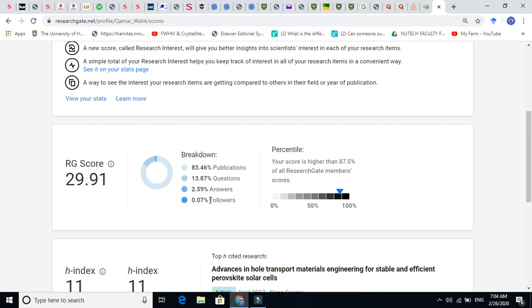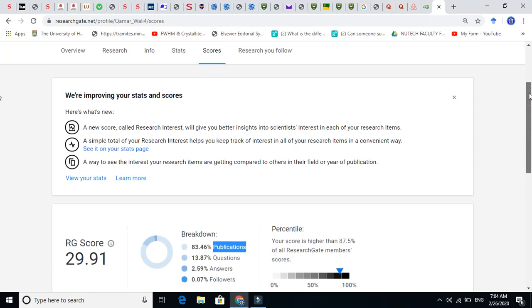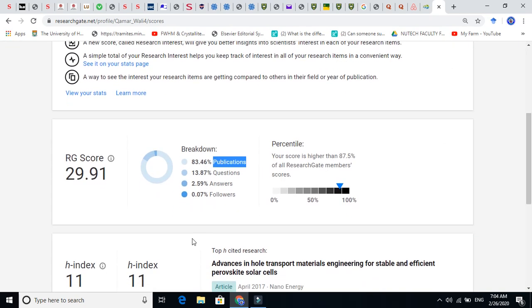So now let me give you the strategy. If you are a good researcher and have good publications, your ResearchGate score will go up automatically. But if you do not have publications and you wish to have a good ResearchGate score, you need to ask questions. I know if you are an early stage researcher you may not answer, but you can ask questions. You put the questions very well, and you can answer also. You just go in there.